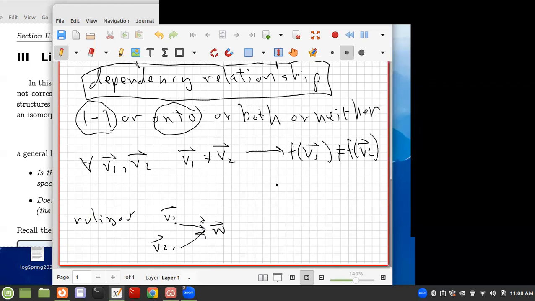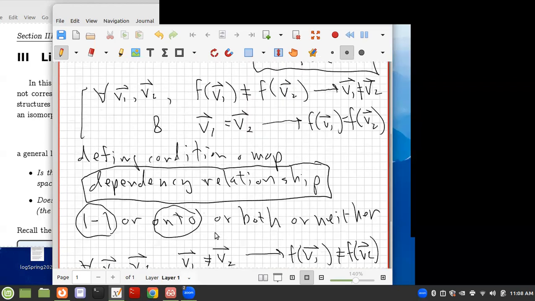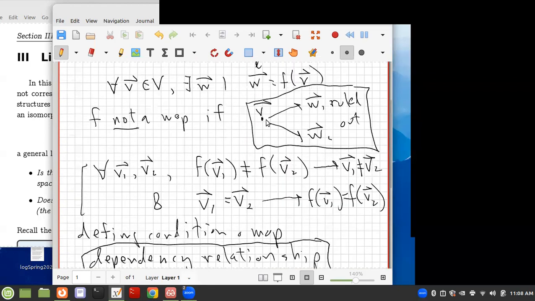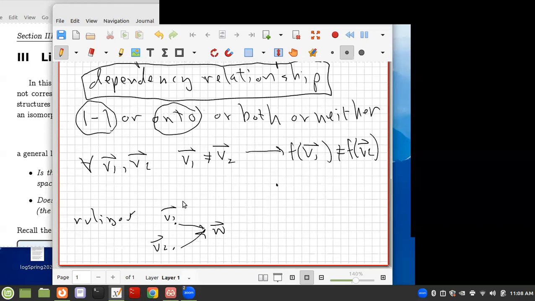So it's sort of like two different vectors in the domain go to the same one in the codomain. This is the opposite of the thing at the top, that the well-defined condition says you can't have one vector in the domain going to two in the codomain. One-to-one says you can't have two different vectors in a domain. This is okay for a map, but it's not okay to be one-to-one.